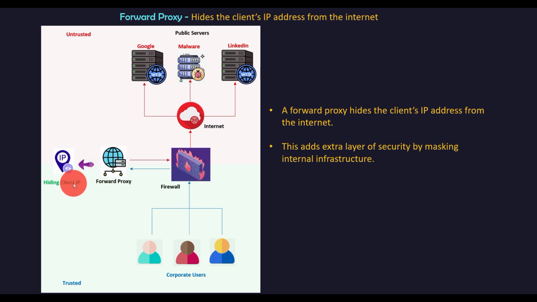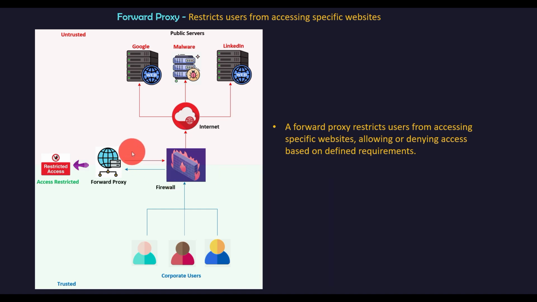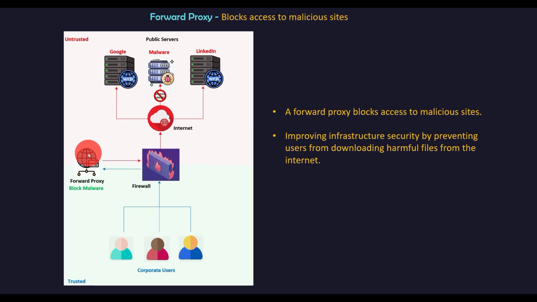Let us see how the forward proxy works. A forward proxy hides the client IP address from the internet. This adds an extra layer of security by masking internal infrastructure. Also, a forward proxy restricts users from accessing specific websites, allowing or denying access based on defined requirements. Also, a forward proxy blocks access to malicious websites. This improves overall infrastructure security by preventing users from downloading harmful files from the internet.